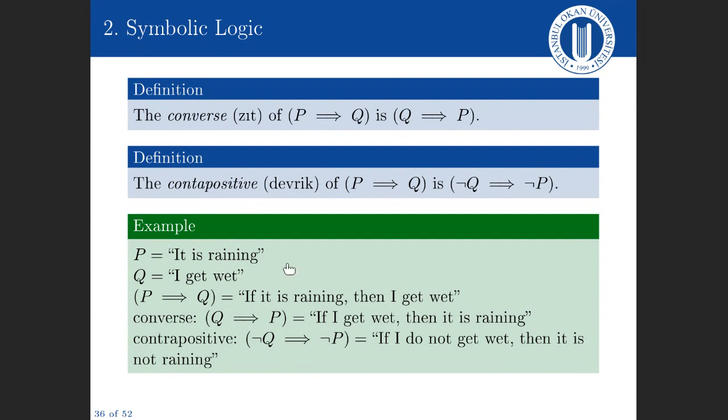For example, if P is it is raining and Q is I get wet, then P implies Q means if it is raining, then I get wet. The converse is if I get wet, then it is raining, and the contrapositive is if I do not get wet, then it is not raining.